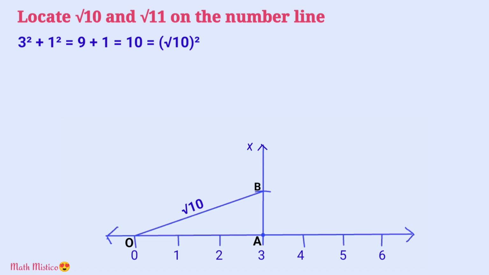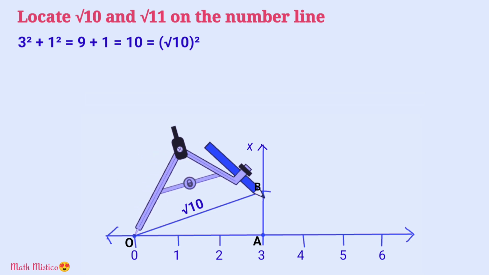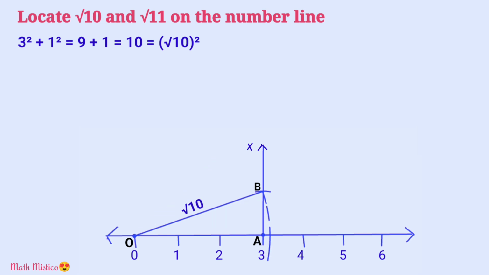Now to locate this length on the number line, we will take radius OB on the compass, and with center O, we'll cut an arc intersecting the number line at point C. So OC and OB being the radii of the same circle, we get OC is equal to square root of 10, which means square root 10 is located at point C.